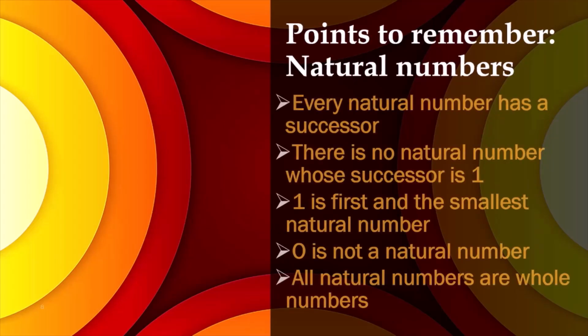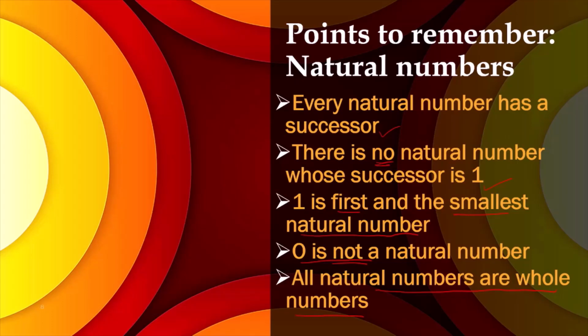Now, let us see some points to remember regarding natural numbers. First, every natural number has a successor. There is no natural number whose successor is 1. 1 is the first and the smallest natural number because the natural numbers start from 1. As we have seen, 0 is not a natural number because it comes in the category of whole numbers. All the natural numbers are also included in the category of whole numbers.